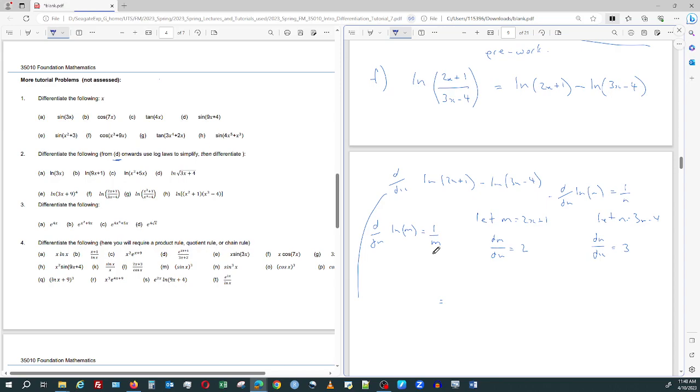So our final chain will be putting these together, 2 over m, which itself was 2x plus 1, and we can't simplify that, minus, putting these chains together, 3 over 3x minus 4. Okay, and that's our final result. So the d/dx of the ln of the quotient is there. So that's our final expression.